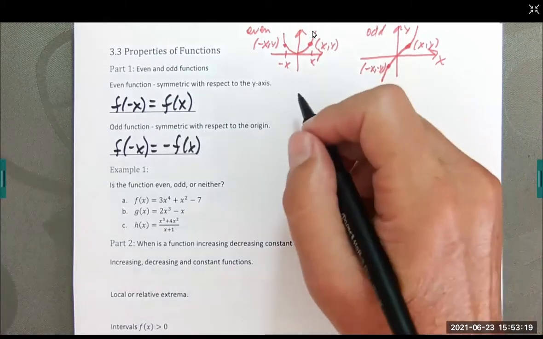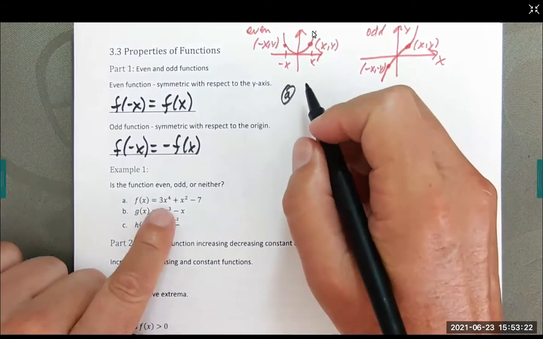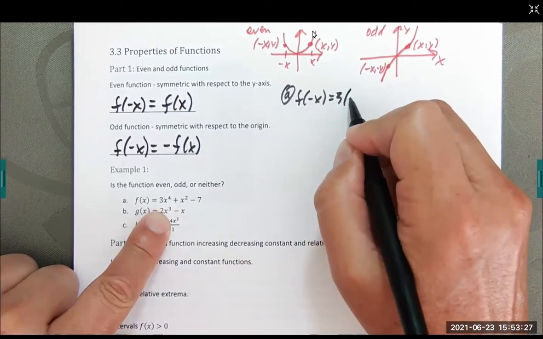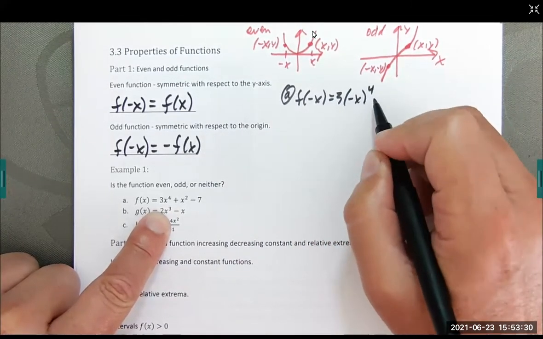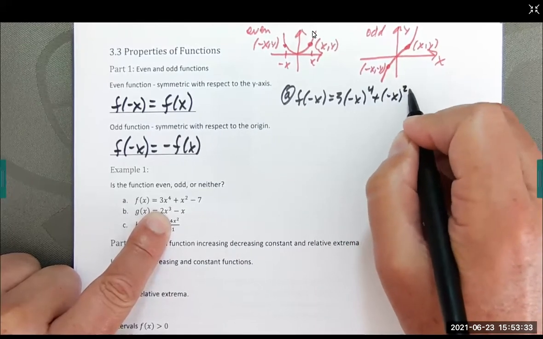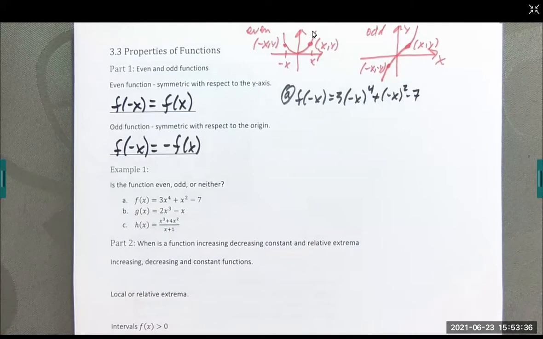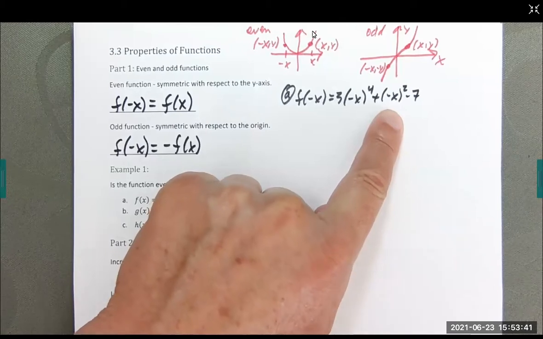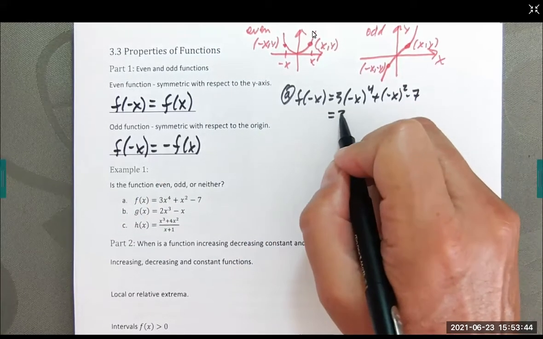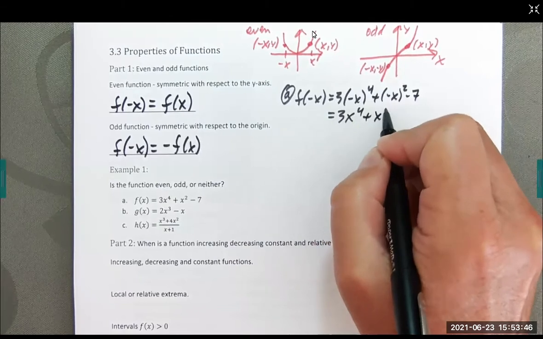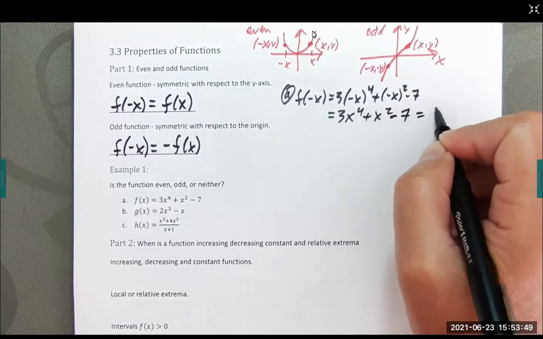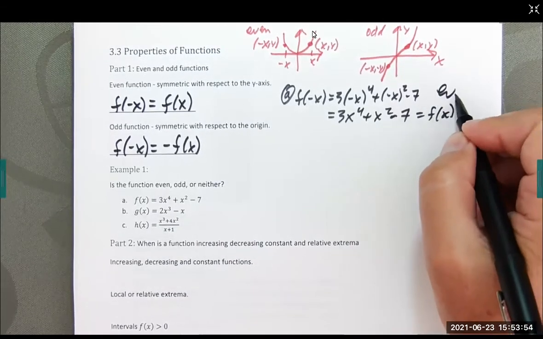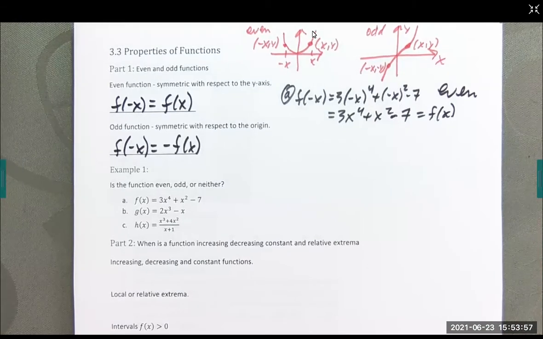So part A here. Is it even or odd or neither? What I'm going to do is find f of negative x and see what we get. And when you raise a negative to the fourth power, it becomes positive. And when you raise a negative to the second power, it also becomes positive. So this literally becomes 3x to the fourth plus x squared minus 7, which is f of x. So this one is definitely even. And you can see it has even exponents.